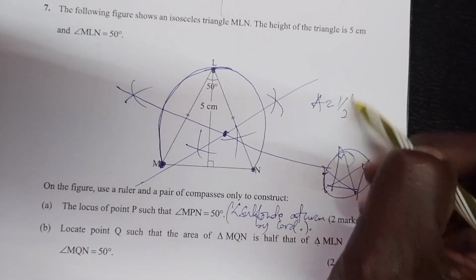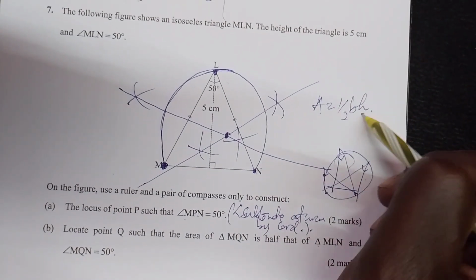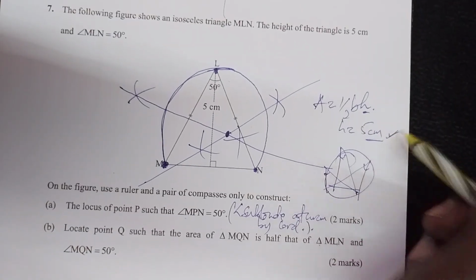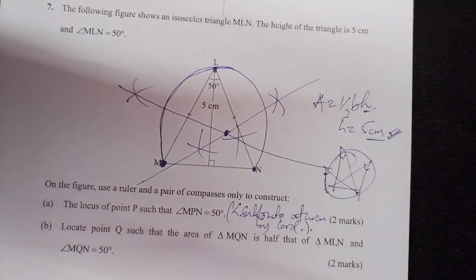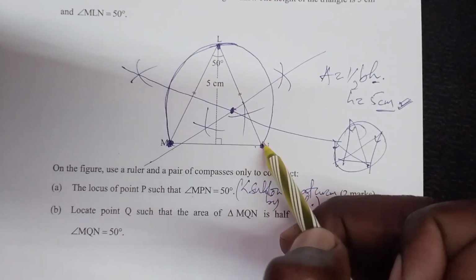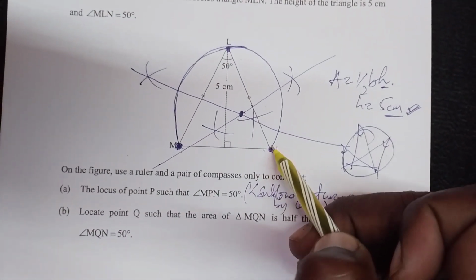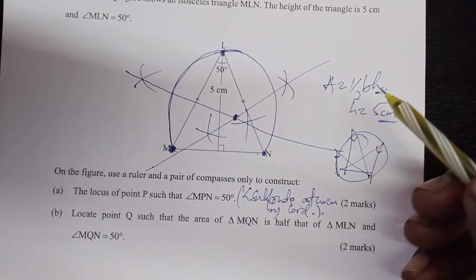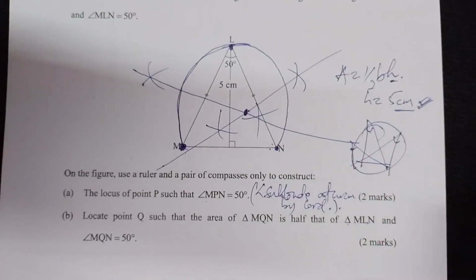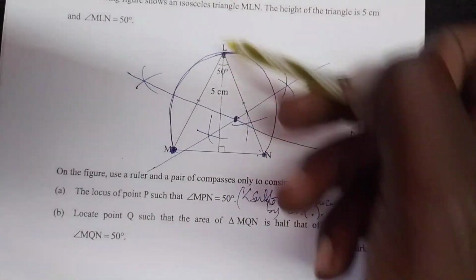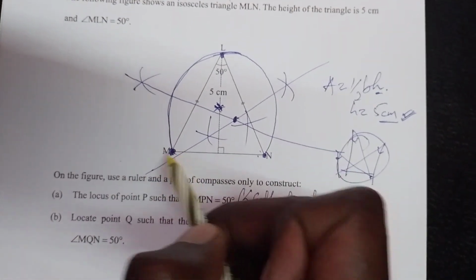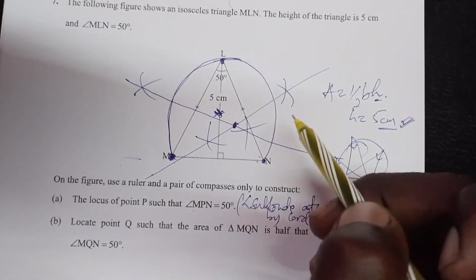So the area is usually half base times height, and your height here is given as 5 cm. So we need another triangle. They have the same base, and you need another triangle which is half this one. Since they have the same base, you're just going to halve the height. So if the height is 5, go to the center there, then draw a line which is parallel to MN.